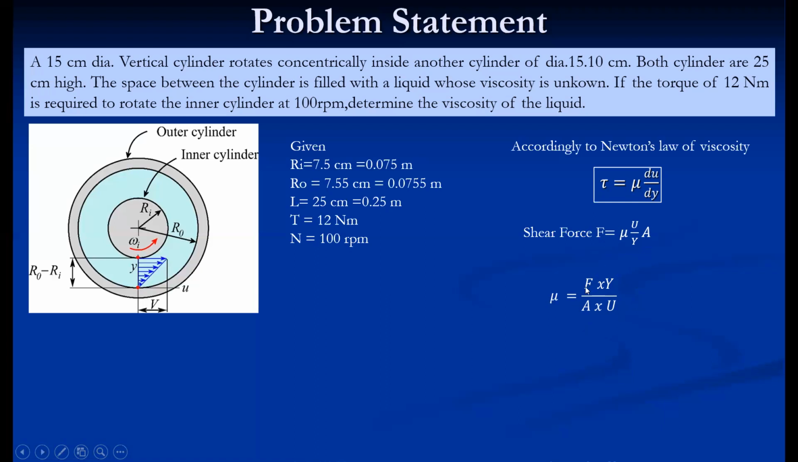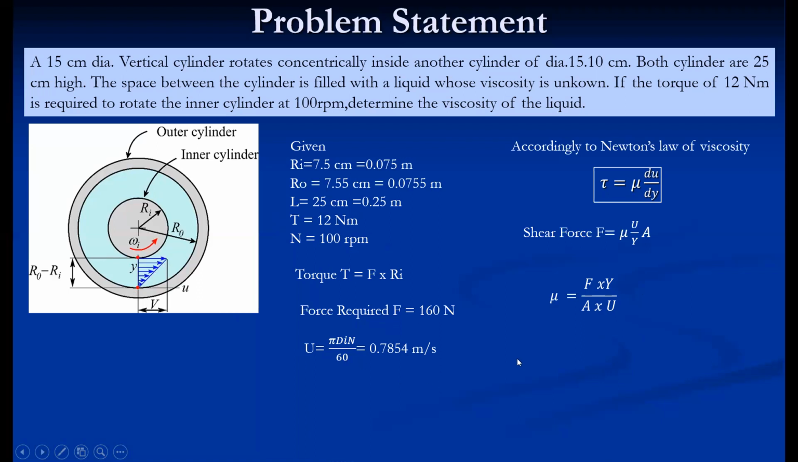So in order to calculate F, we take the help of torque, because torque is equal to force into inner radius, because the torque is applied for the inner cylinder. So T is F into Ri. Ri is known to us, so we can calculate the force. Once we get this force, we can calculate the dynamic viscosity. Velocity is also given as RPM, it is a rotational velocity. But we require linear velocity. Since the inner diameter is given, that is pi Di N by 60. So we convert the rotational velocity into a linear velocity.